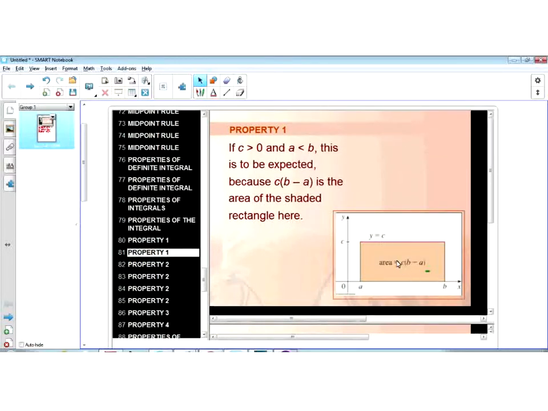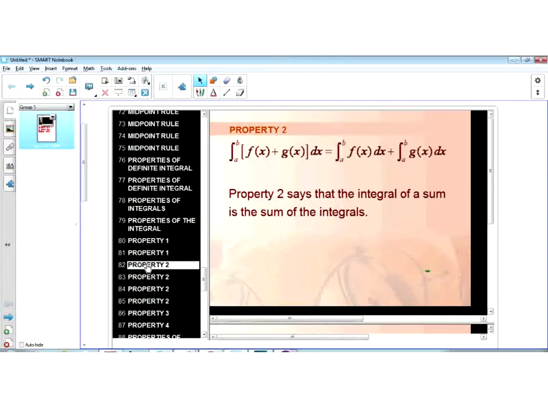Yeah, so here's y equals c. The area under the curve y equals c from a to b. It's just a rectangle, right? Width times height, height being c. Almost a no-brainer there.